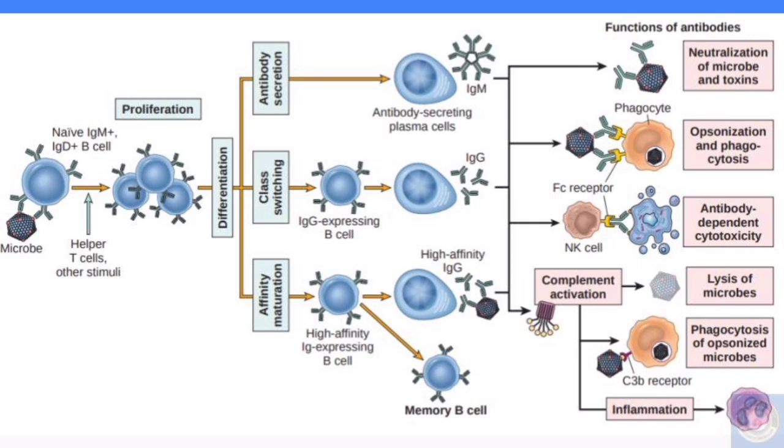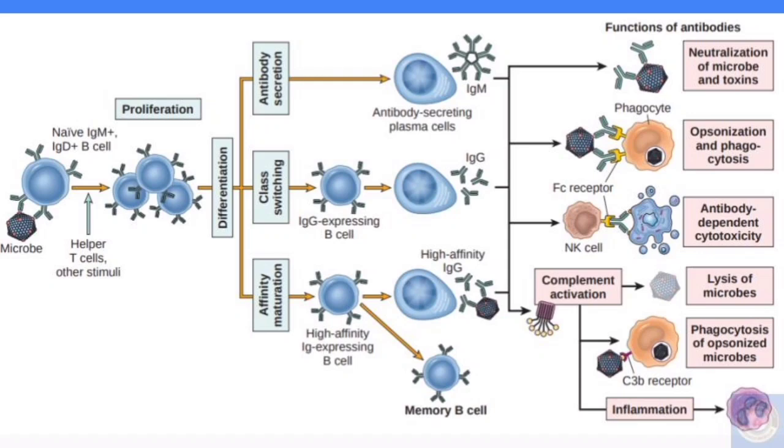Naive B cells, which express both IgM as well as IgD receptors, when they come in contact with the microbes and with the help of helper T cells, first will proliferate. These B cells can then differentiate into antibody secreting plasma cells. But this plasma cell will secrete IgM antibody since no class switching has occurred previously.